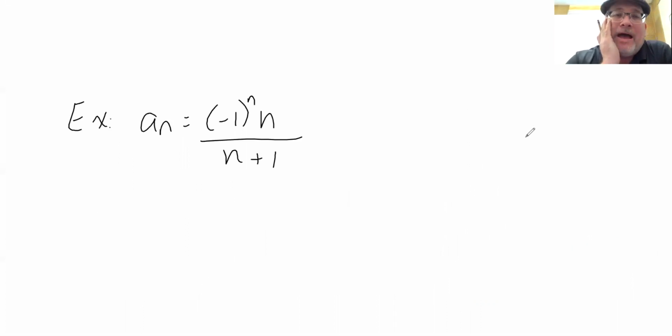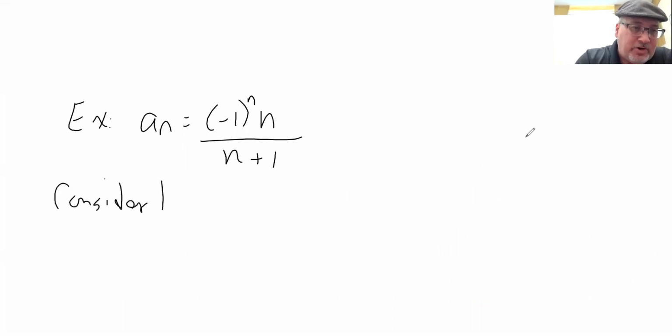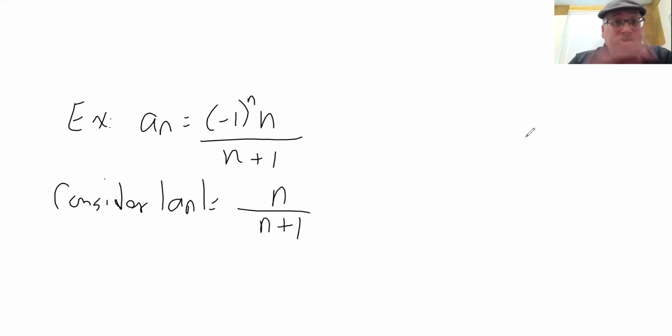Oh, it's here. There it is. a_n equals -1 to the nth power times n over n plus 1. Again, it's the alternator that suggests to consider the absolute value of the term. But since n is positive, so is n plus 1. Their absolute values stay the same. The alternator's absolute value is 1, so 1 times n is n. So the absolute value of this term basically loses the alternator here.